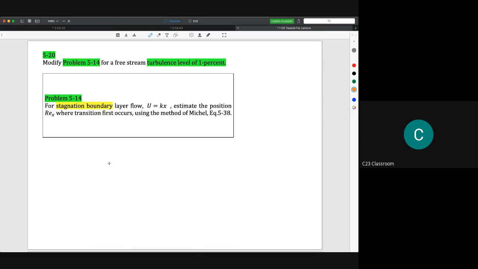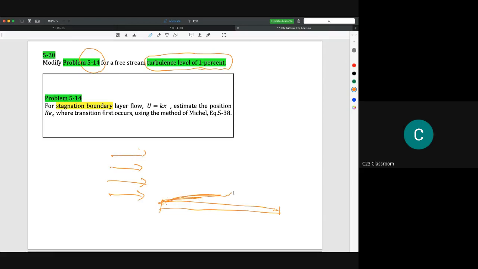And then, for example, we go to question 5.20. We modified question 5.14, and now we are using a free stream turbulence level of 1%. So what is the meaning of a turbulence level of 1%? Normally we assume that we have a flat plate here with a free stream velocity, and this free stream velocity will create laminar flow, and then it will create turbulent flow.